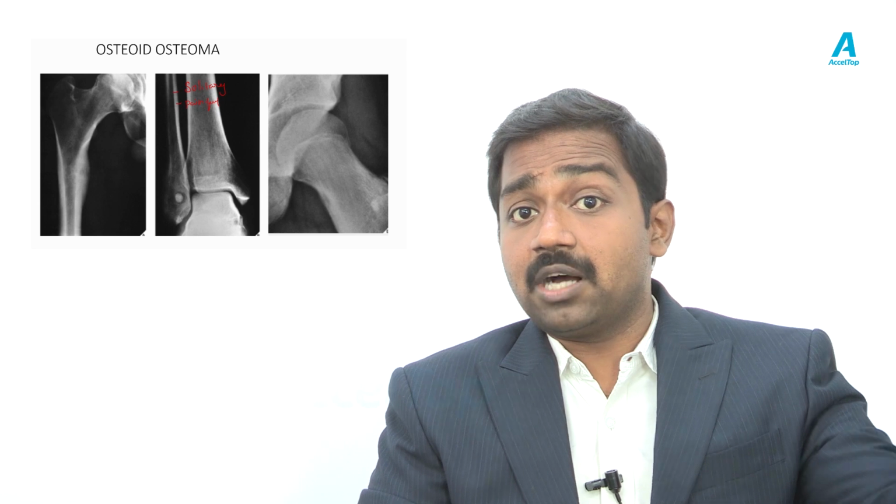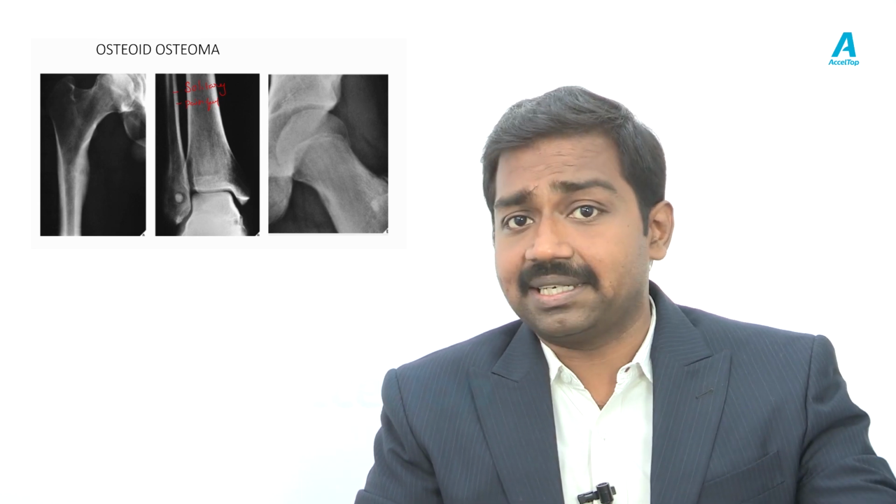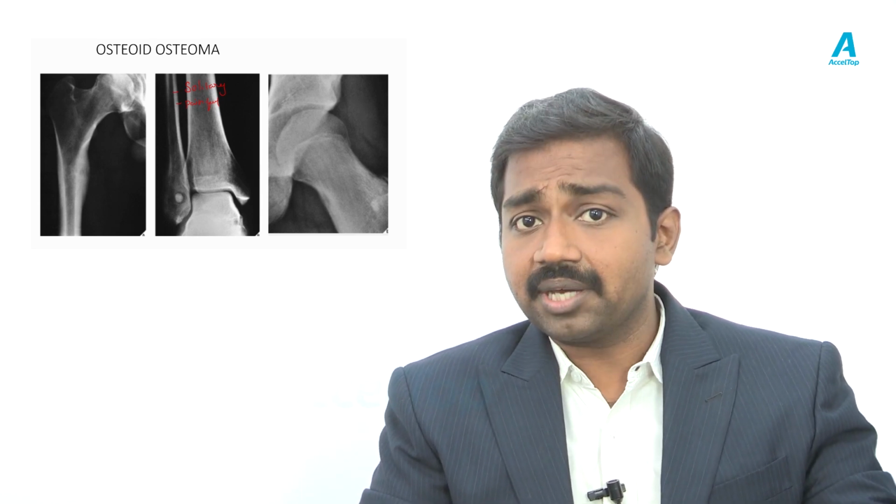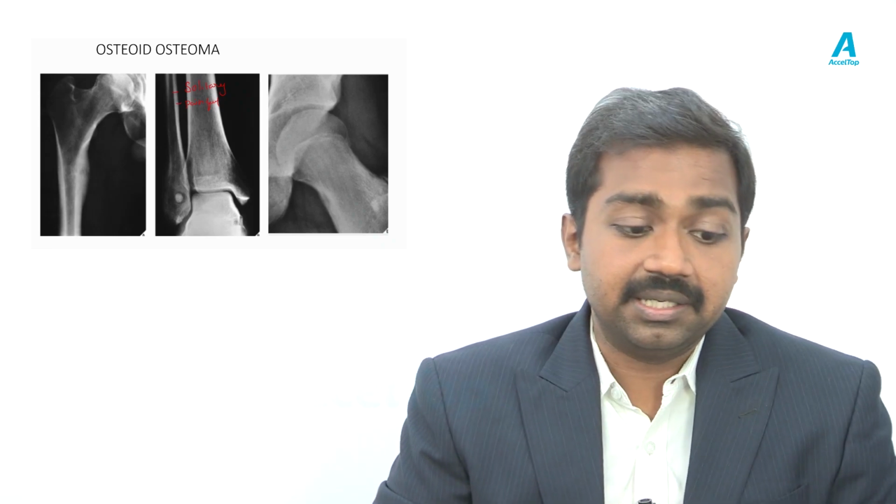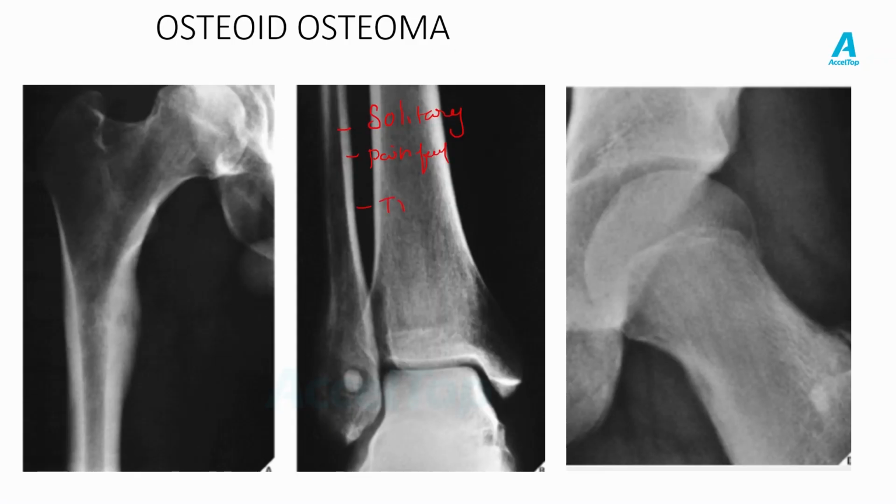Unlike osteochondroma, which is most of the time asymptomatic, no symptoms, no pain, here it is a very painful condition, and remember, it is a true benign bone tumor. The most common true benign bone tumor is osteoid osteoma, and it has a nidus, N-I-D-U-S, and that nidus is usually less than 2 centimeter.